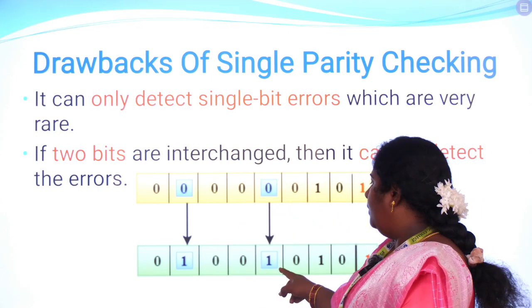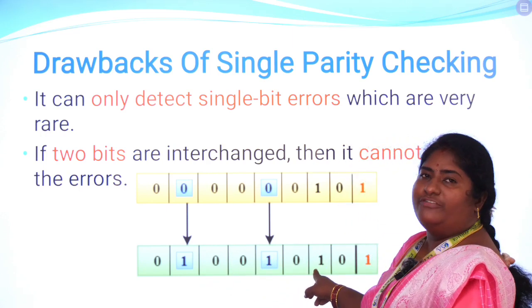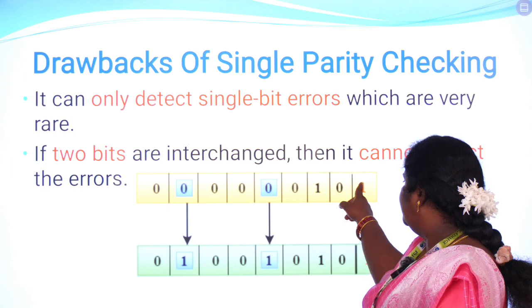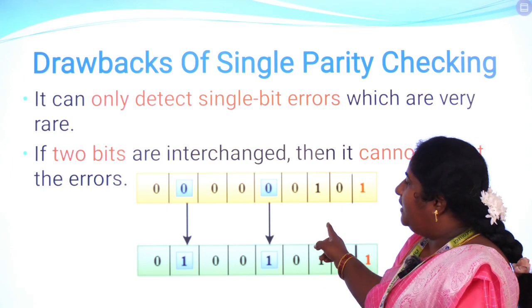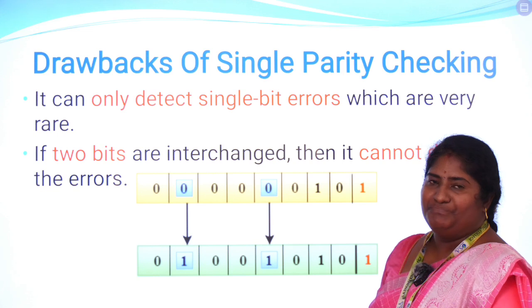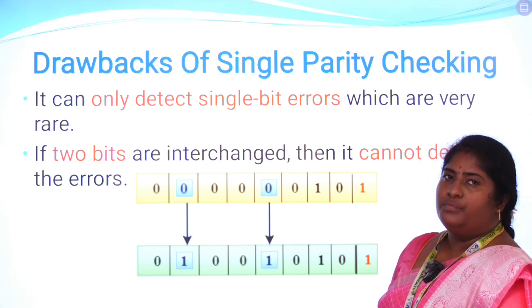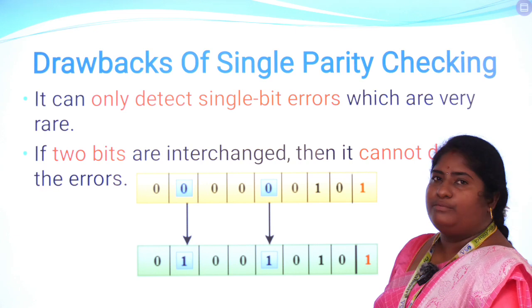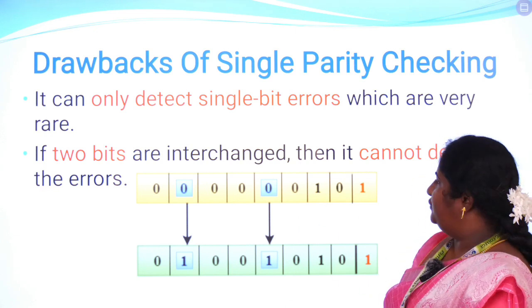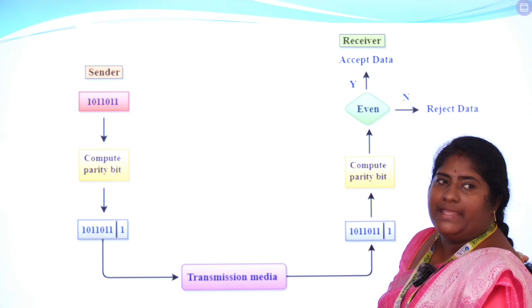So at this moment, when the receiver side is calculating the number of odd ones, it matches with the parity value. Because of this, the error cannot be identified over here. So this is called a 2-bit error, which cannot be identified with the help of a single parity check. So this is the working methodology of the single parity bit.